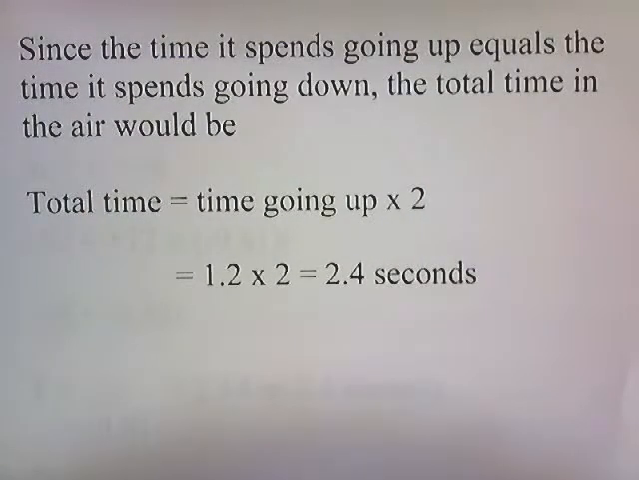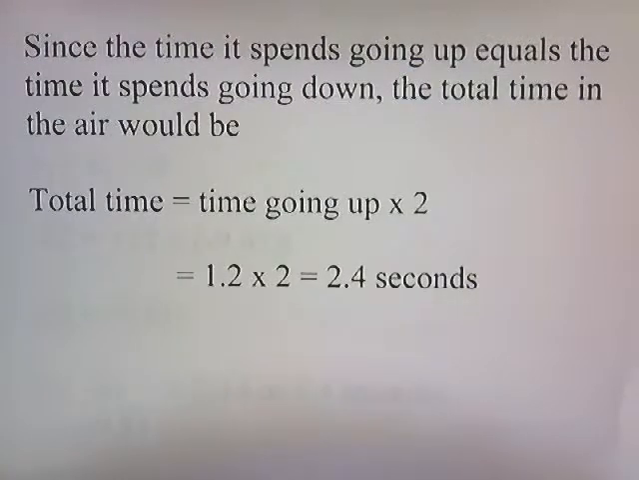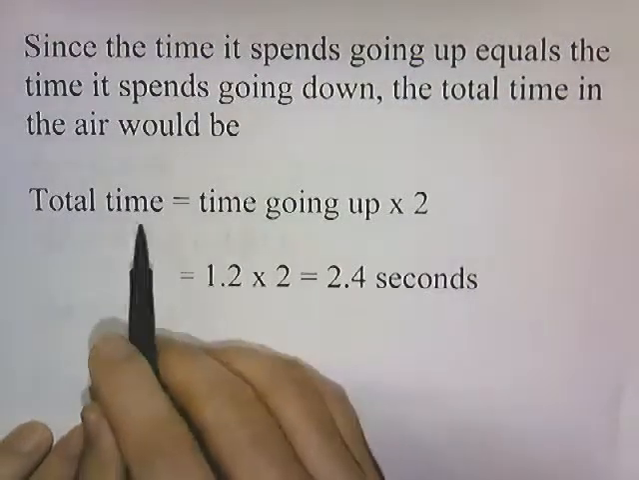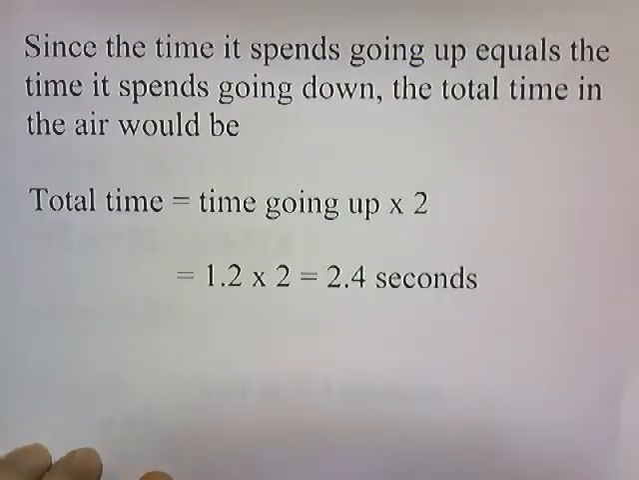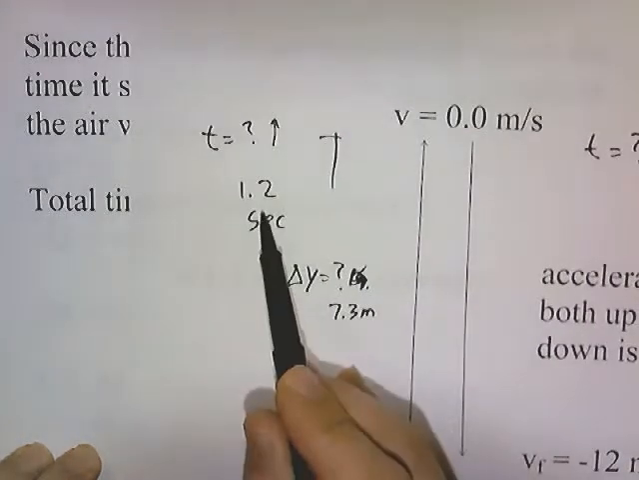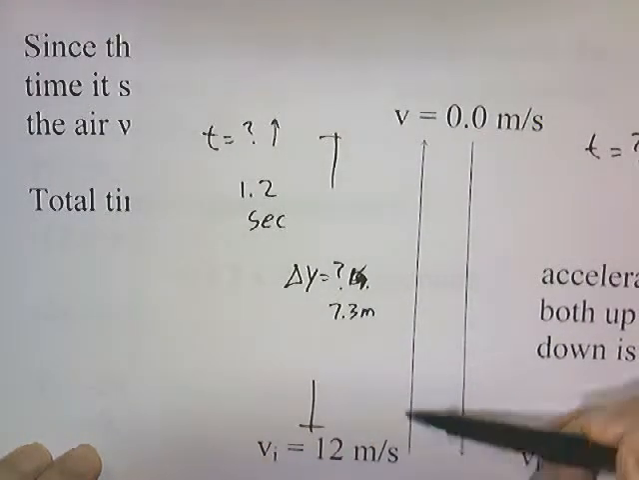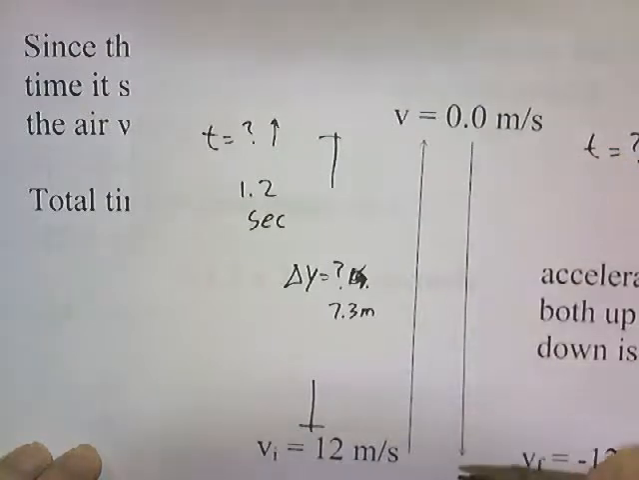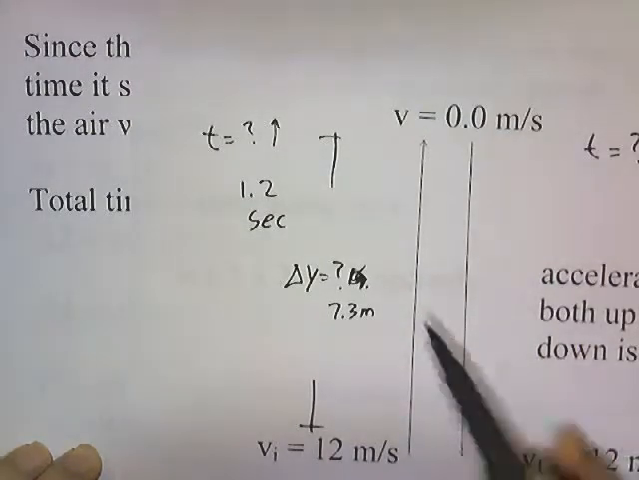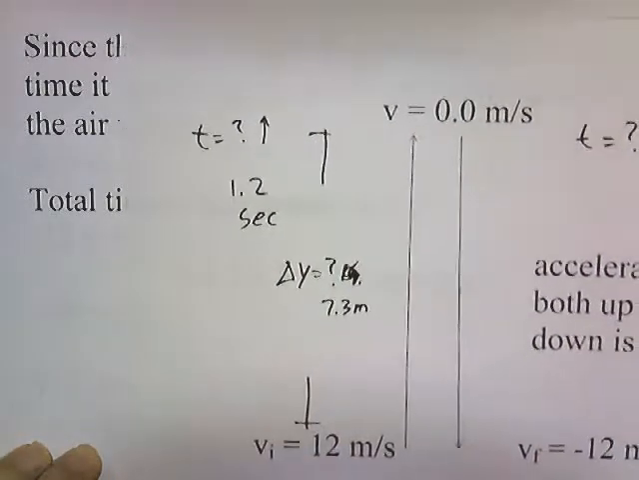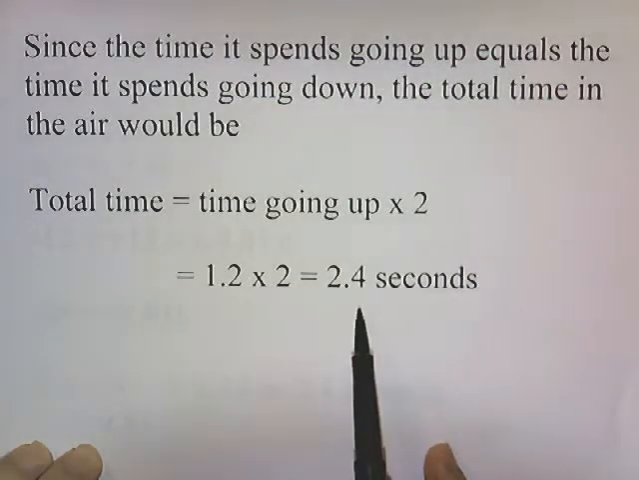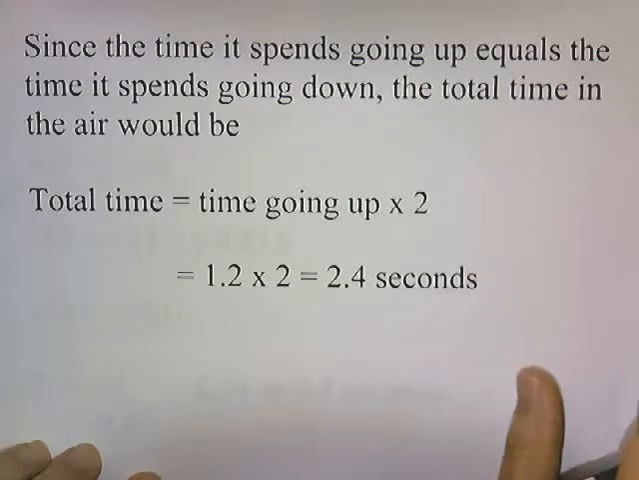Now, since the time it spends going up equals the time it spends going down, the total time in the air would be the total time going up times 2. We figured out earlier that it takes 1.2 seconds for it to go from the bottom all the way up to the peak. So to find the total time up and down, we just multiply this number times 2. So 1.2 times 2 is 2.4 seconds, and there's your answer.